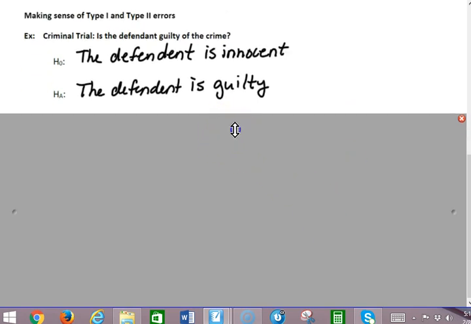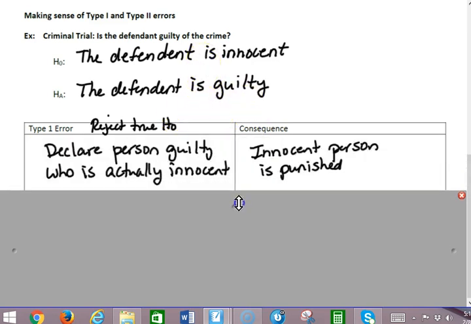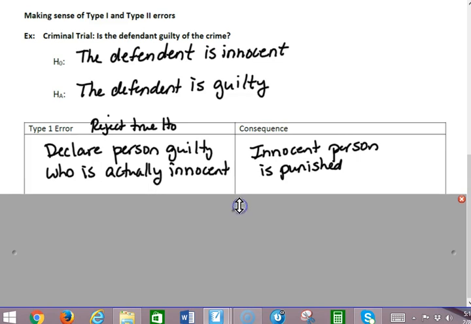So what would a type 1 error be in this case? Remember, a type 1 error is when we reject the null hypothesis when it's really true. So we reject the innocence. We say the person is guilty. We declare the person who's guilty who's actually innocent. And the innocent person gets punished.